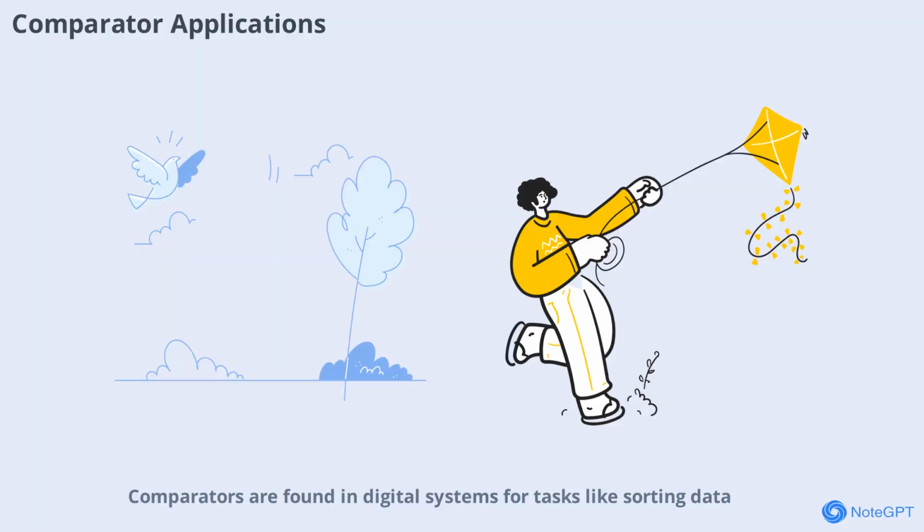Comparators are found in digital systems for tasks like sorting data, controlling processes, and implementing arithmetic operations. Their ability to quickly determine relationships between numbers makes them a key component in many electronic devices.